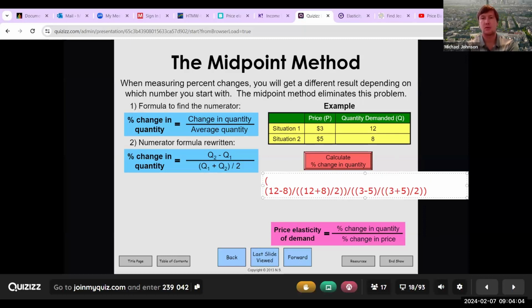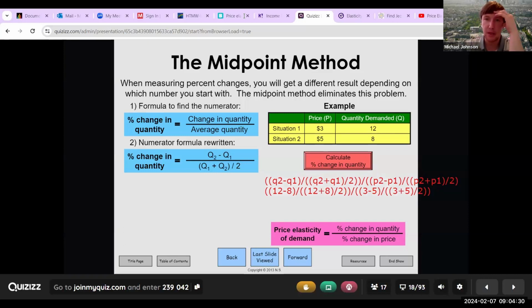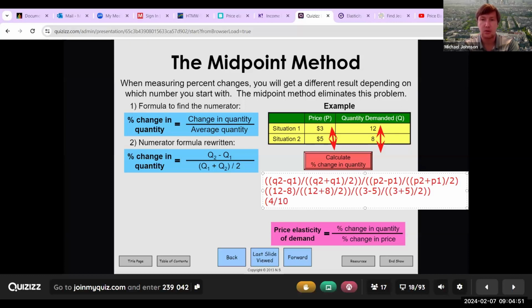So this would be Q2 minus Q1 divided by Q2 plus Q1 divided by 2, divided by price 2 minus price 1 divided by price 2 plus price 1 divided by 2. It would be 3 minus 5 because we have to be consistent. Since we're doing 12 minus 8, we do 3 minus 5 here. Does somebody want to calculate what this would be? The top here would be 4 divided by 10, divided by negative 2 divided by 4. Let me know what you get for this.